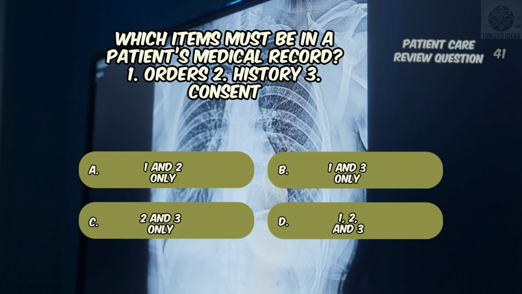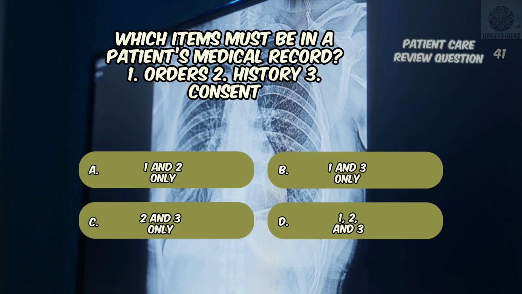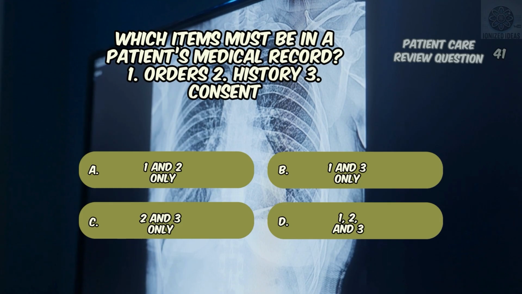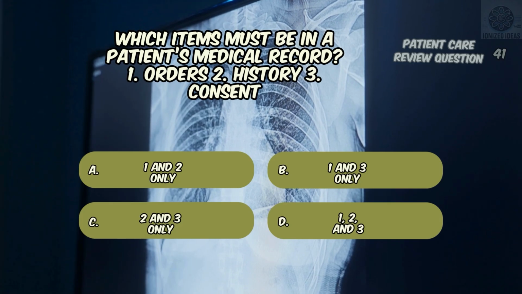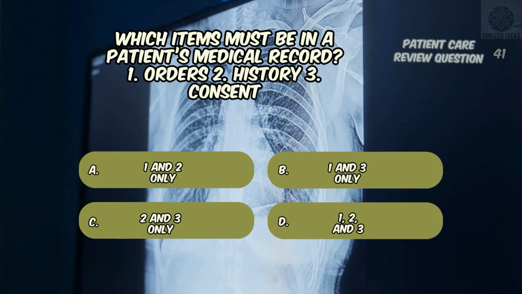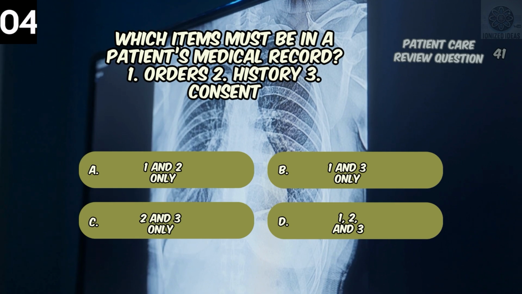Which items must be in a patient's medical record? 1. Orders. 2. History. 3. Consent. A. 1 and 2 only. B. 1 and 3 only. C. 2 and 3 only. D. 1, 2, and 3.